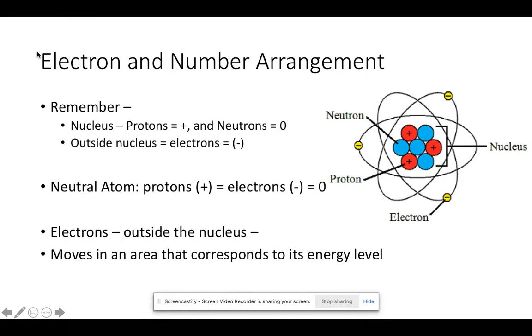So remember, in the nucleus you have protons, which are positive, and neutrons, which are neutral. Outside the nucleus, you have electrons, which are negative. In a neutral atom, your protons, or positives, always equal the electrons, or the negatives, so the charge of the atom is 0. The electrons are outside the nucleus and move in an area that corresponds to their energy level.